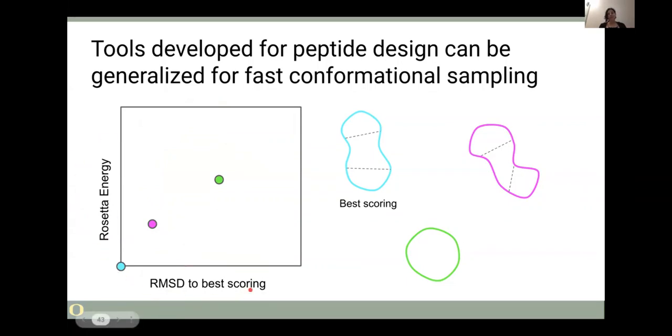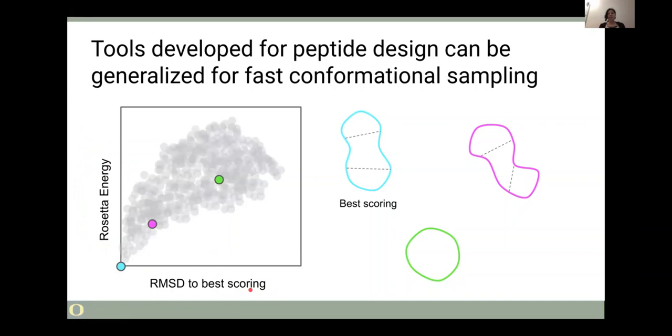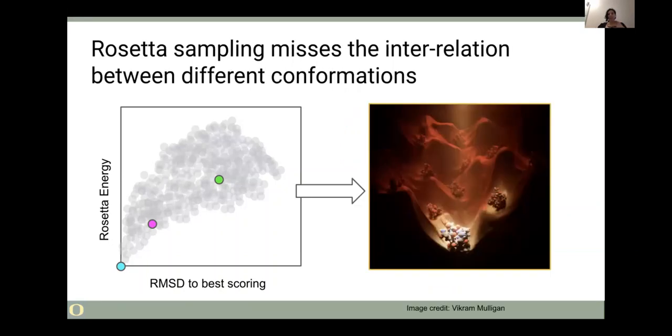On the x-axis, we have RMSE to best design. And then we generate tens of thousands of conformations within 10 to 12 hours. And the cool thing about this plot is that it's actually a compressed version of the peptide energy landscape. So if you think about the 3D energy landscape and you compress it such that things are just RMSE and energy, this is what you get.